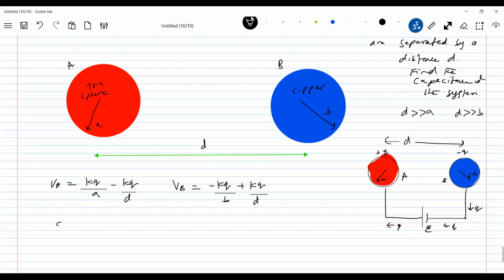So let's go for capacitance. How do you define it? Charge by potential difference VAB. We'll calculate VAB first. VAB means VA minus VB. So KQ by A minus KQ by D, so this will become KQ by A.